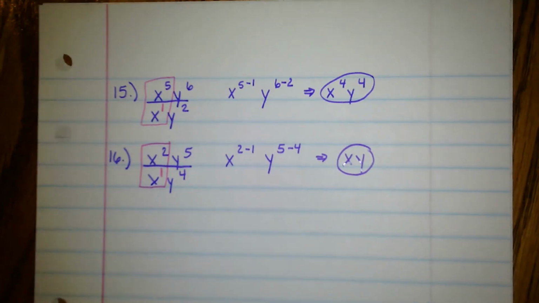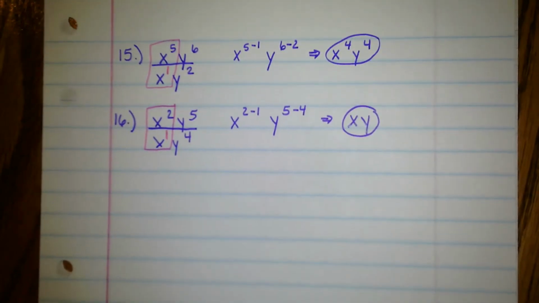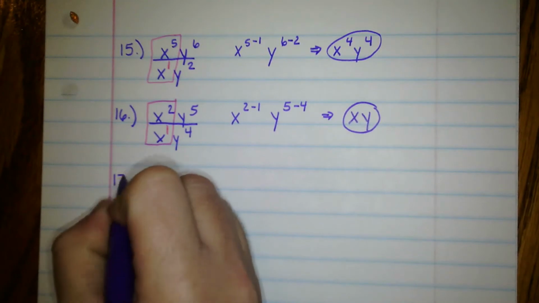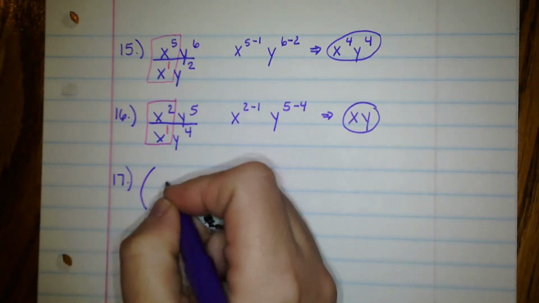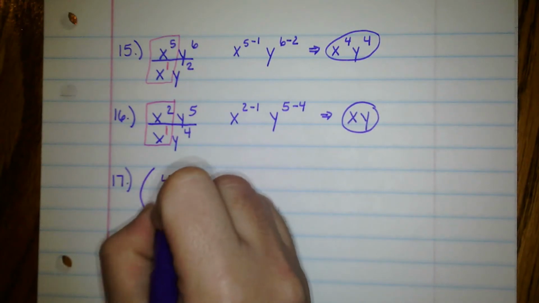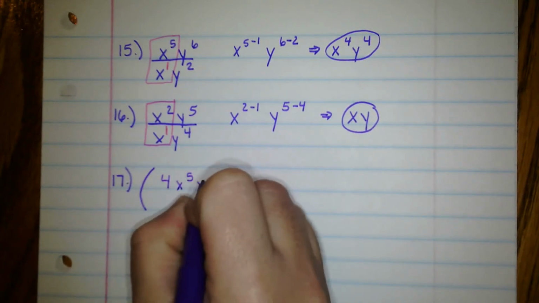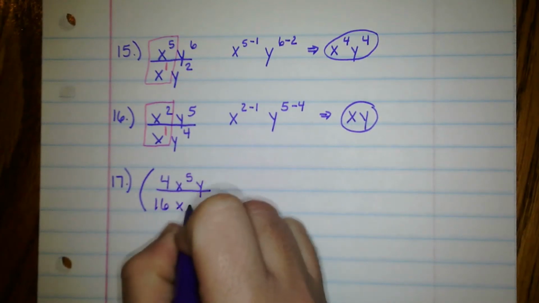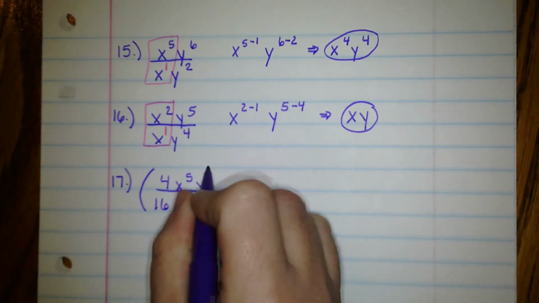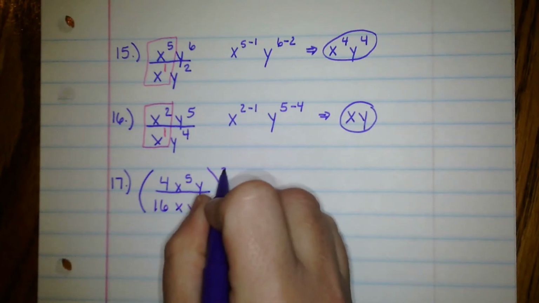17 is misleading. If you just look at the answer for 17 and you don't go through the process, you have no idea how it happened. This one is a little involved. This is 4x to the 5th y over 16x y to the 4th, and this is all raised to the 3rd power.